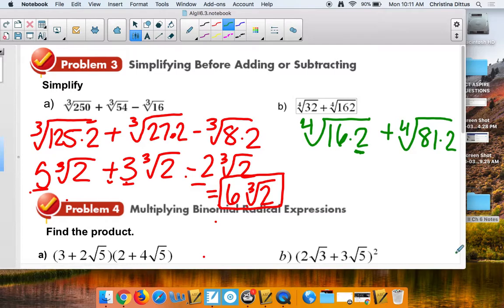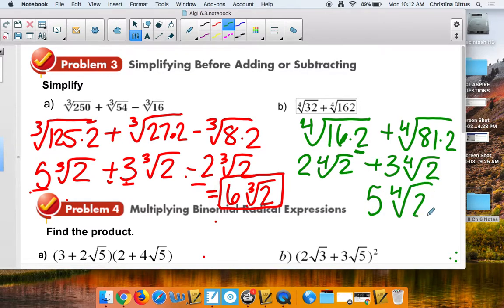Okay, now what do I gotta do? Pull my 16 out, and 16 becomes how much? 2. So I got 2 4th root of 2 plus 3 4th root of 2. Now what? Add them. 5 4th root of 2. I add them. Sweet.